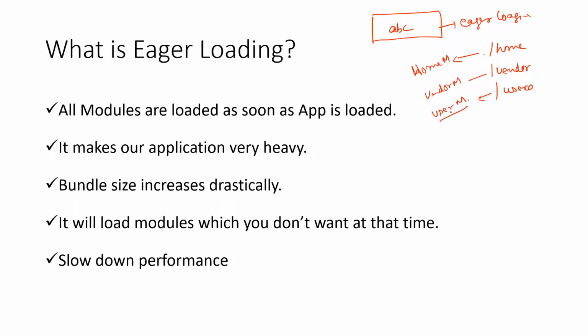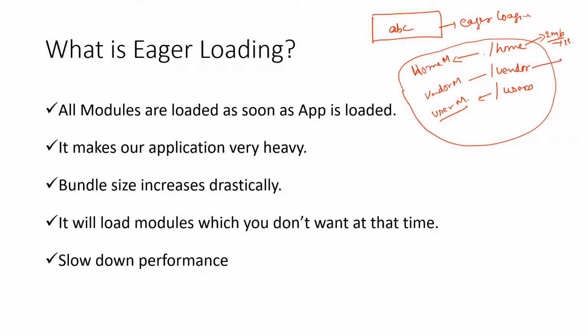So whenever any website is using eager loading, and when we open that website, it will load all the modules which are present in that application. So ABC will load all these modules first, and only then will the app appear in the browser. Suppose every module is around 2 MB in size, and it takes around 2 seconds to load.